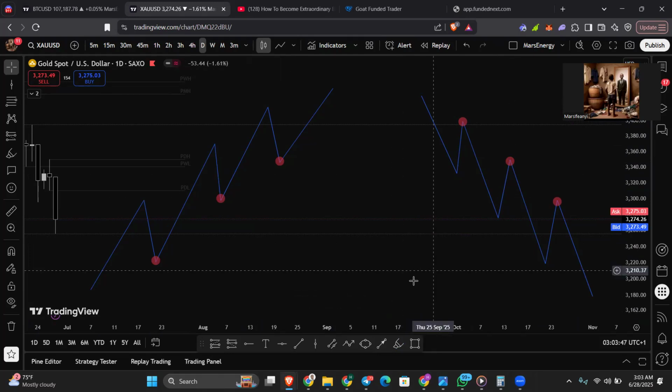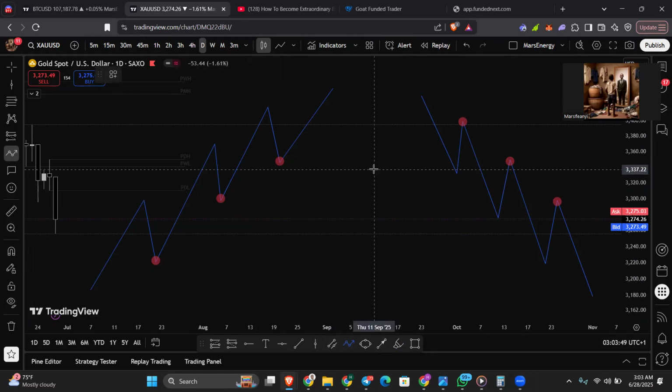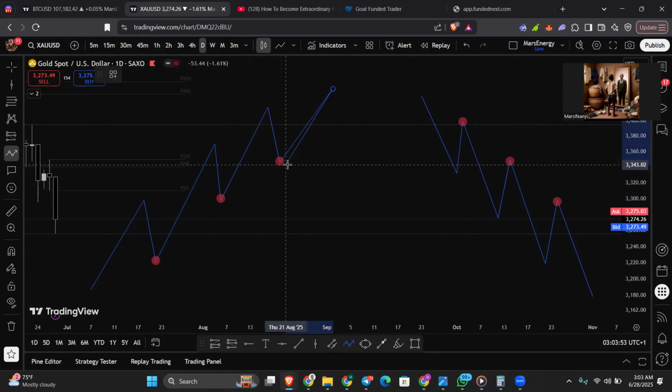Now, there are various names people call a market structure shift, but it's not all about the name. It's about you understanding what the market is in. Some people will call it market structure shift, some will call it change of character or CHoCH, and some will call it BMS. It still means the same thing.